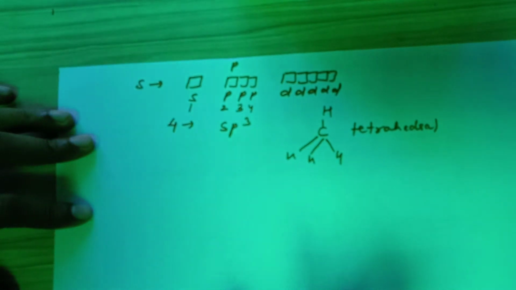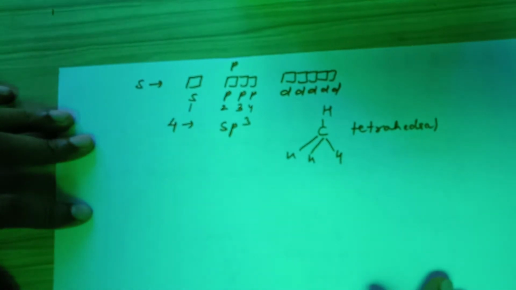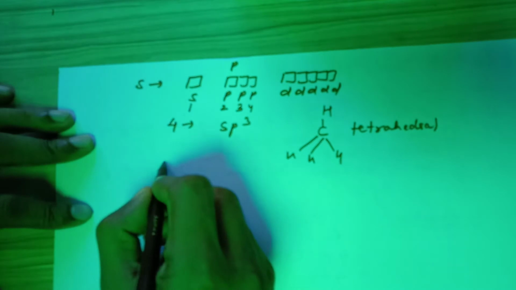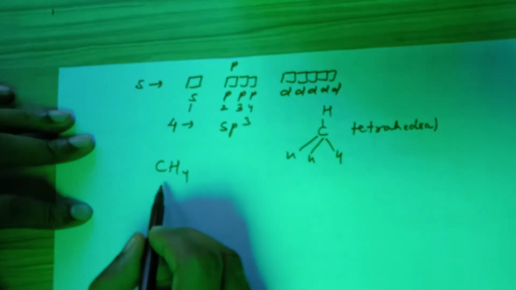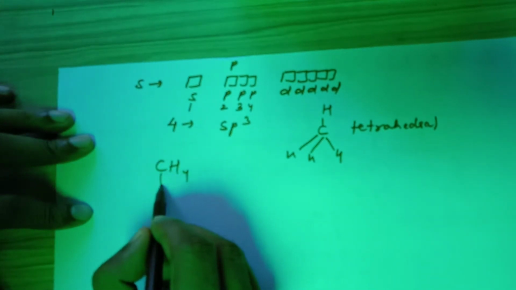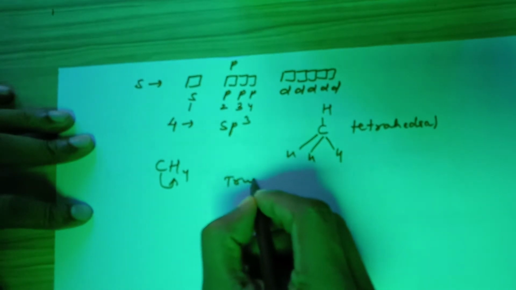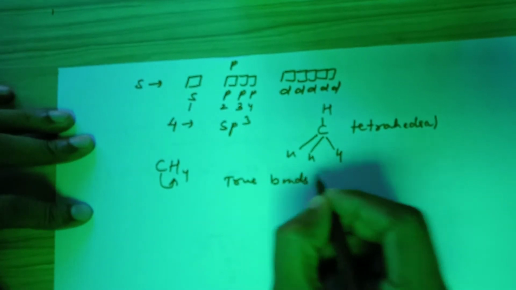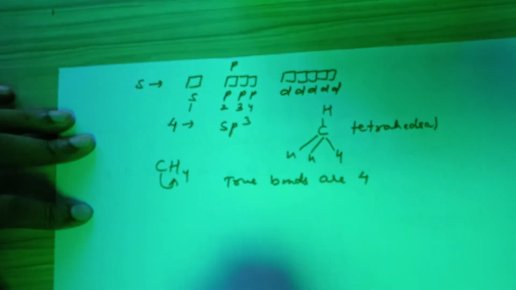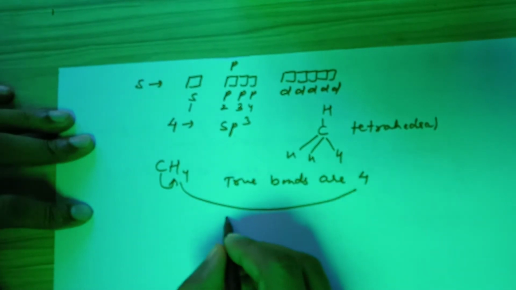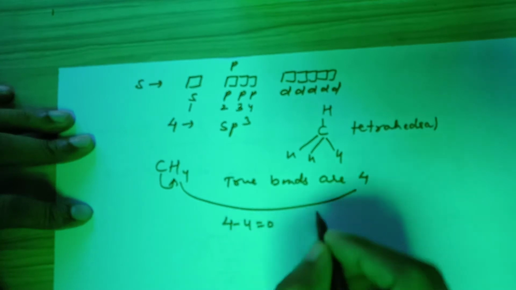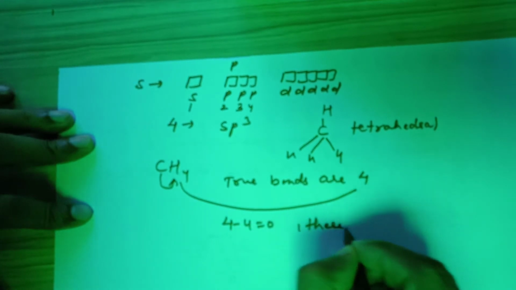Now here there is no lone pair. We can find the number of lone pairs if there are any. Since in the compound the central atom is attached to 4 hydrogens and the bonds are 4, both are equal, so it will be 4 minus 4, which is 0. There is no lone pair.